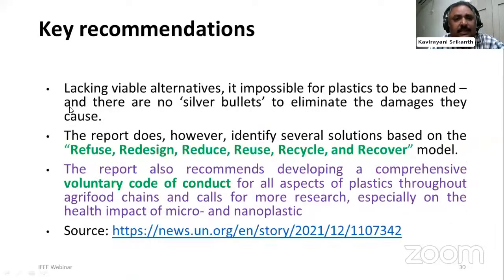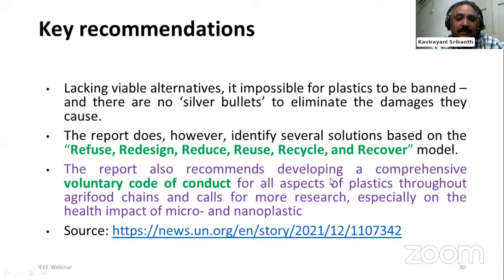And then what is it that we recommend? Based on UN recommendations and the reports that are in use, we have to refuse, redesign, reduce, reuse, recycle, and recover for the usage of plastic. We have to rethink whenever we are trying to use plastic. We have to refuse, redesign. So this is the report which recommends a voluntary code of conduct which asks every person to think twice on their usage of plastic.